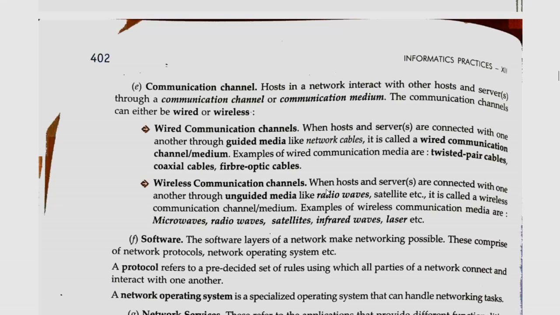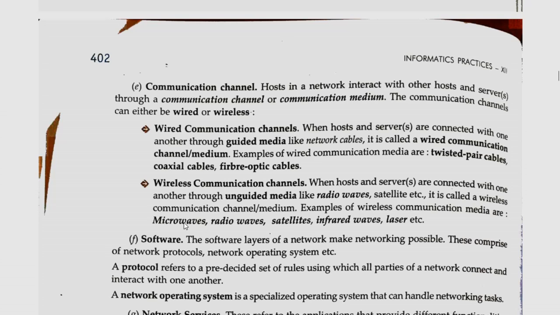Now let's move on to wireless communication channels. In a wireless communication channel, we again have hosts and servers which are connected with one another through unguided media. What is meant by unguided media? That means wireless communication. Radio waves and satellites, etc., come under wireless communication channel media. Examples are microwaves, radio waves, satellites, infrared waves, and lasers. So whenever the networking is done without any cables, in the form of unguided media, we are going to have a wireless communication channel.